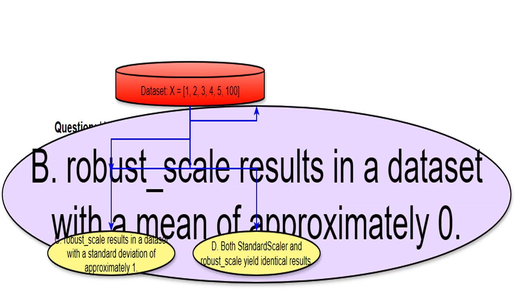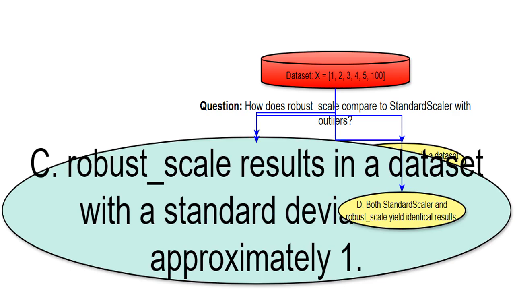This is a common characteristic of many scaling techniques, but does robust_scale always guarantee it? We'll find out. Similarly to option B, this option predicts that the standard deviation of the data will be around 1 after processing with robust_scale. Is this always the case, or are there situations where this might not hold?